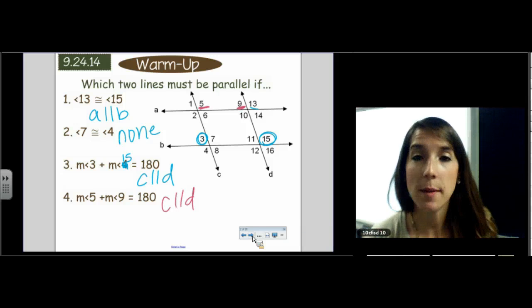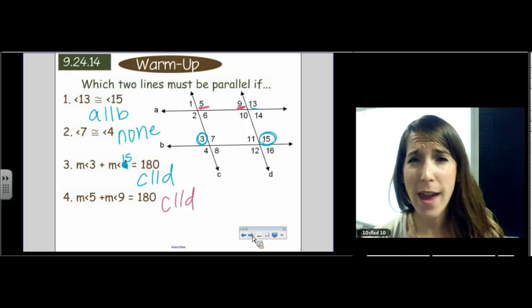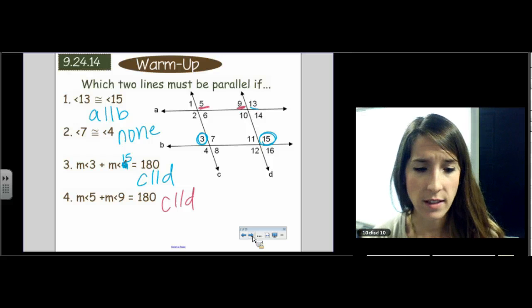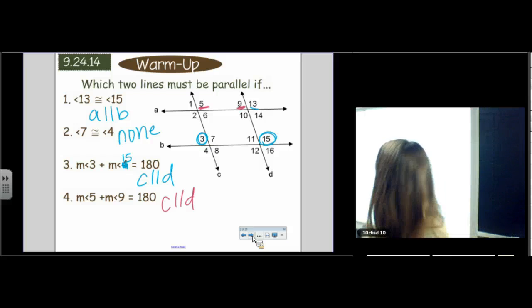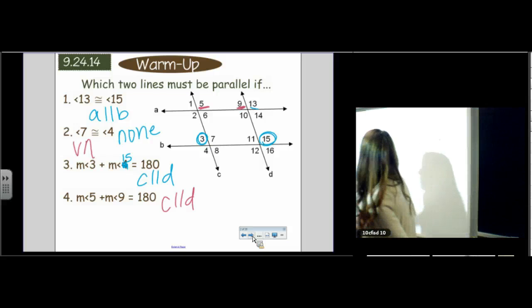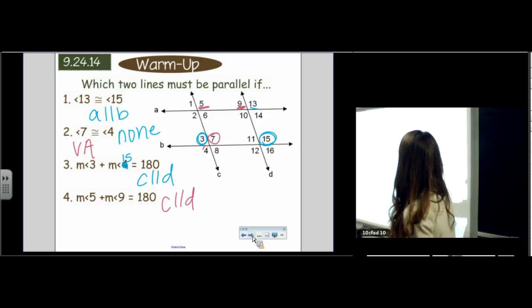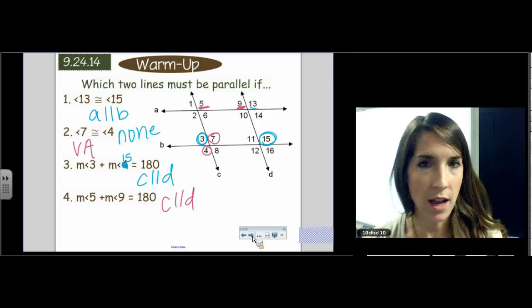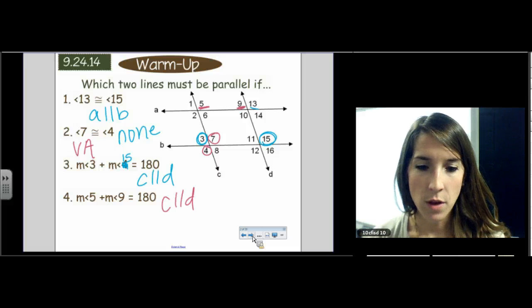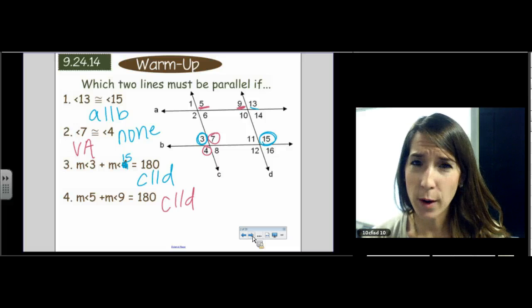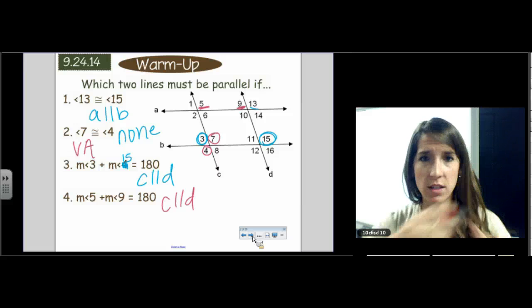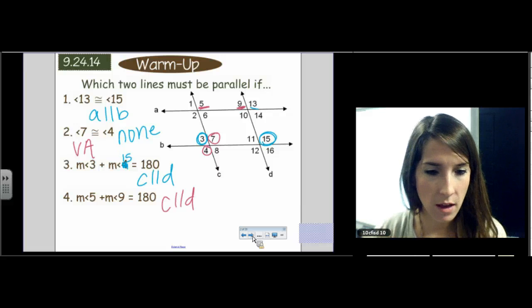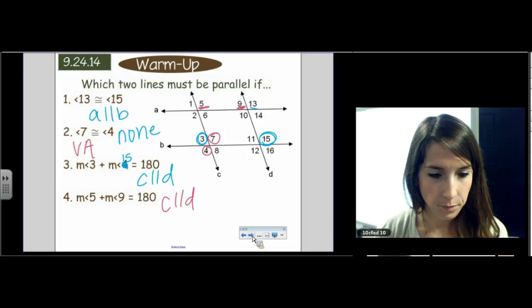Can I answer any questions about number 2, about how vertical angles have nothing to do with parallel lines? Is that okay? Because these are vertical angles, 7 and 4, those being congruent does not depend on lines being parallel. Those do not make anything parallel. Vertical angles happen just when two lines cross. You don't need to have parallel lines to make vertical angles.